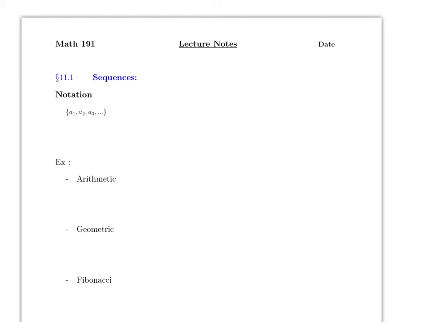So let's start with the notation. A sequence is usually denoted by a1, a2, a3, and so forth. So these are the terms. Sometimes it's just written like this, a_n. Or if you want to be more specific, you will say a_n, where n goes from 1 to infinity.